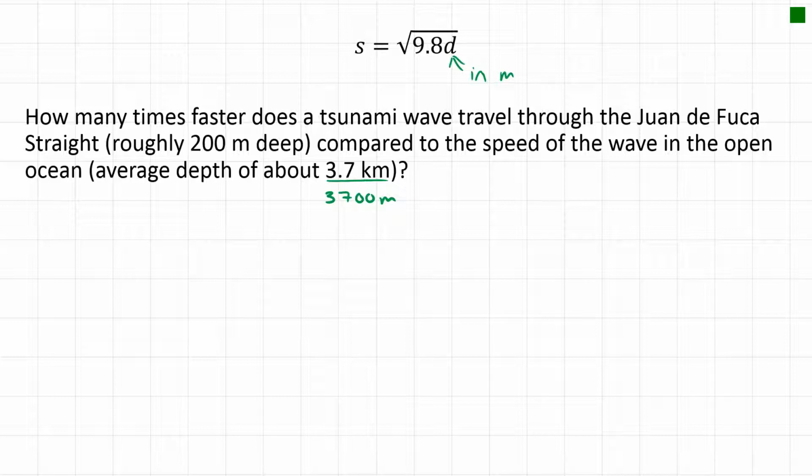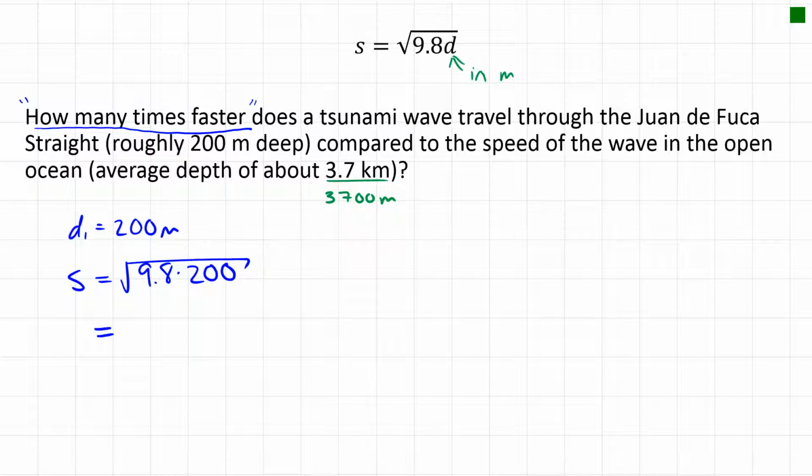So we're going to calculate the speed at the two different depths, because we want to know how many times faster, which means if we have these depths, we can calculate the speed. So let's start with depth 1, the depth of the Juan de Fuca Strait, which is 200 meters. So the speed in the Juan de Fuca Strait is the square root of 9.8 times 200, and then all square rooted. And the result I get is that the speed of the wave would be 44 meters per second.